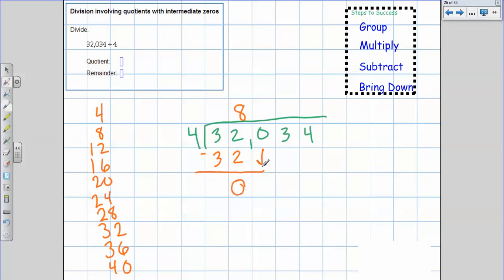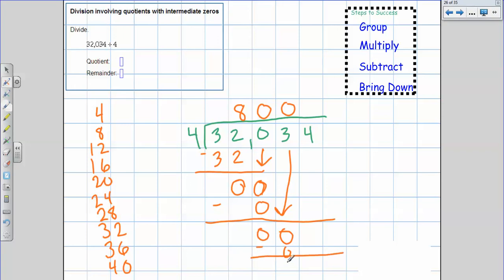I bring down the number to the right. I get 0. So how many times does 4 go into 0? 4 goes into 0 0 times. When I multiply, anything times 0 is always 0. And then I'm going to bring down my 3. Uh-oh, 4 still goes into 0, last time I checked, 0 times. So again, we're going to subtract 0.